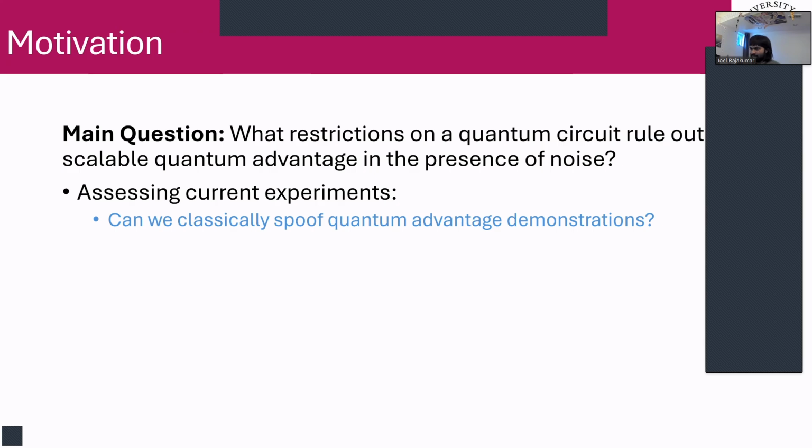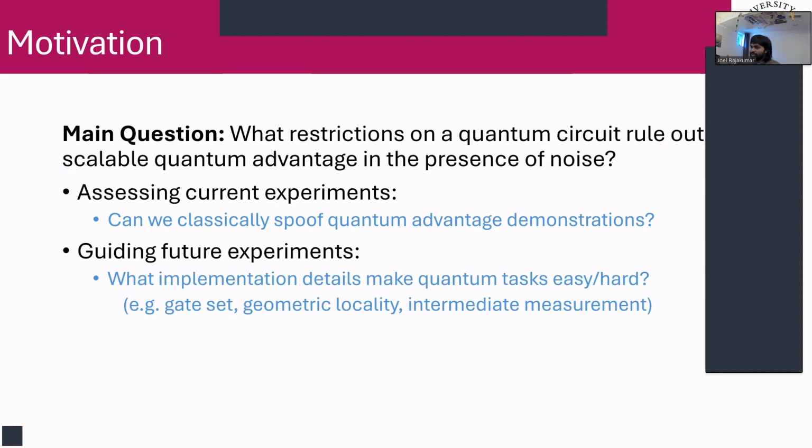So I think this is interesting for two reasons. One, it lets you assess current experiments. For example, if it's not true, then maybe you could classically spoof quantum advantage demonstrations. And it also helps you guide future experiments. So if you can narrow down specific restrictions that rule out quantum advantage, then it's sort of getting at the idea of what are the implementation details that make a quantum task easy or hard. And maybe you can search for hardness on the other side.